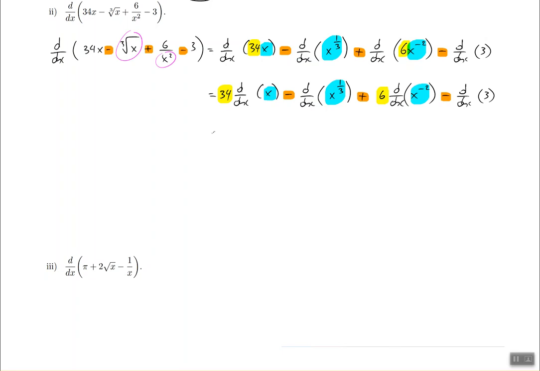So at this point, we are ready to find derivatives. First of all, the 34 is going to hang out. And now, looking at the derivative with respect to x of x, I can write down 1 because the derivative of x is always going to be 1.